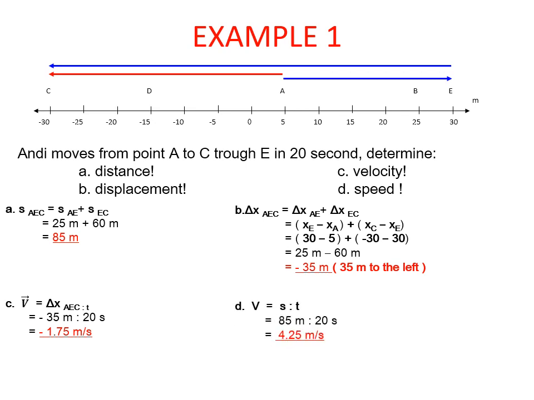And for the last question, speed. Speed equals distance divided by time. So we can say that speed equals 85 meters divided by 20 seconds. So the answer for the speed is 4.25 meters per second.